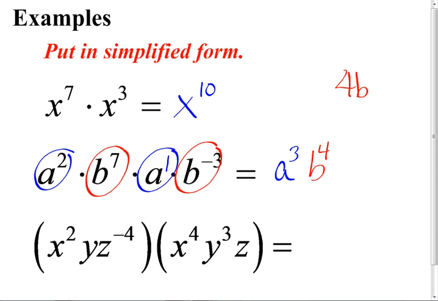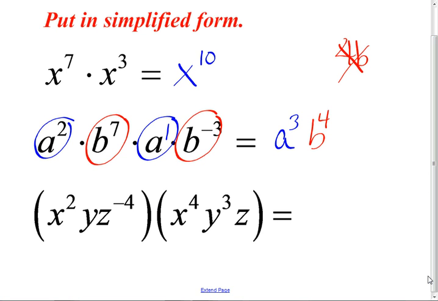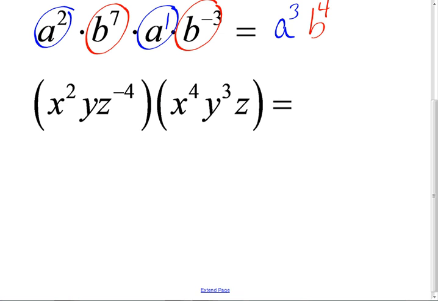Oh, 4b's. Yes, okay. Can't quite hear that clearly. But just add these. 7 minus 3 is 4. Try the next one. It's all multiplication. We don't need those parentheses. They just put them there, that's all.